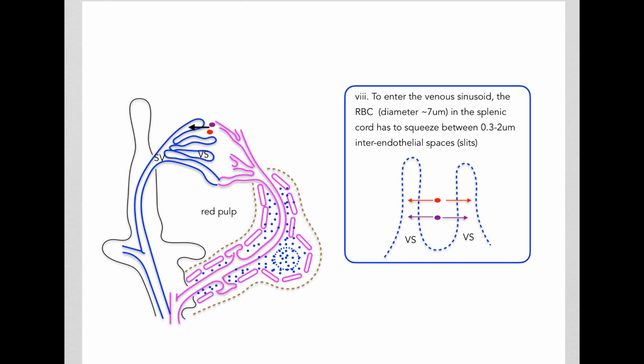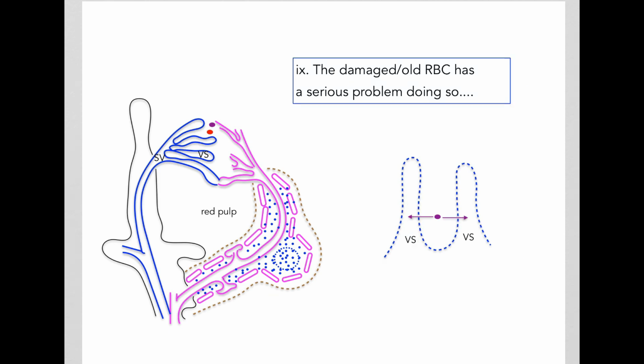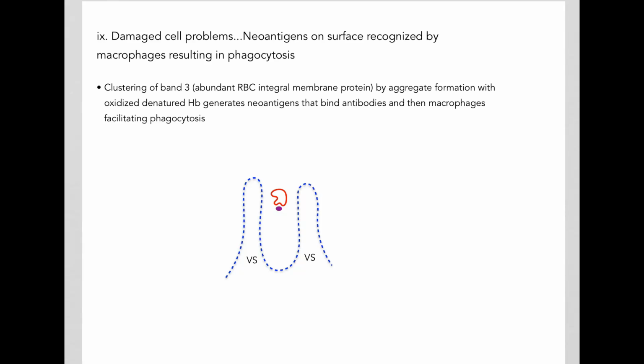So from the penicilli, they will enter this space, and now to get out of the spleen, they will have to squeeze through these membrane spaces, these interendothelial spaces or slits, and then enter the venous sinusoids and then eventually be able to get out of the spleen. Now, a red blood cell that is damaged or old will have a serious problem in trying to do this. There are several reasons for this.